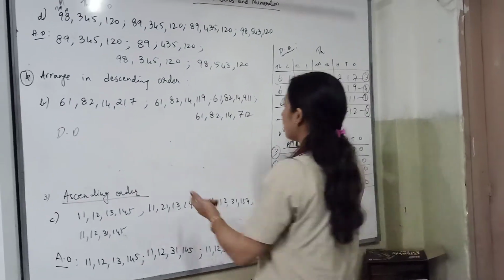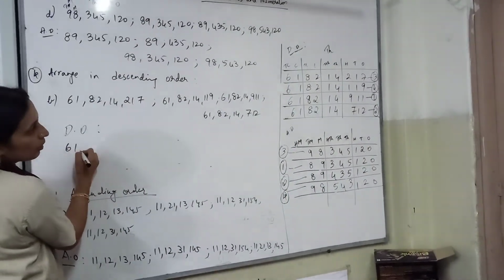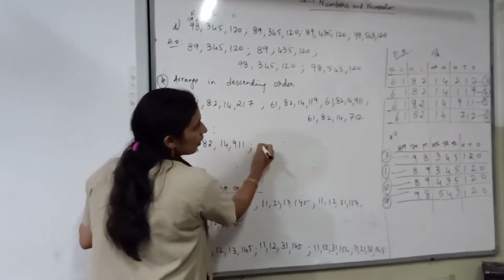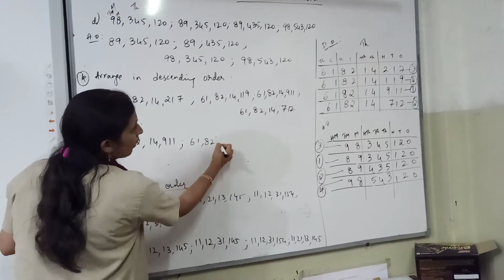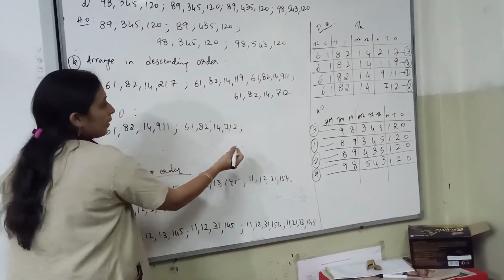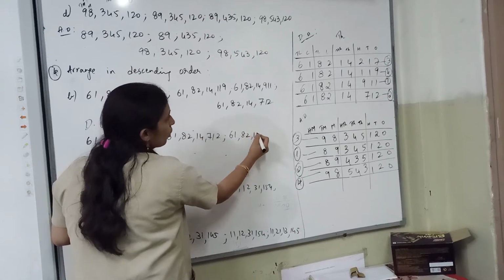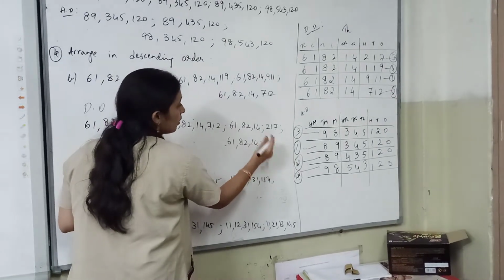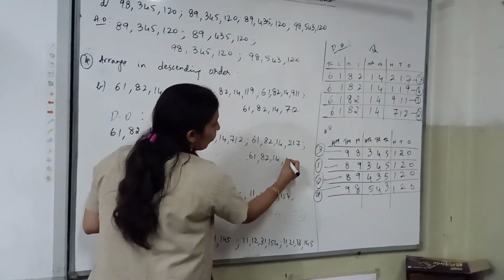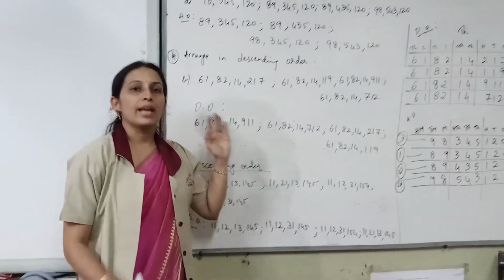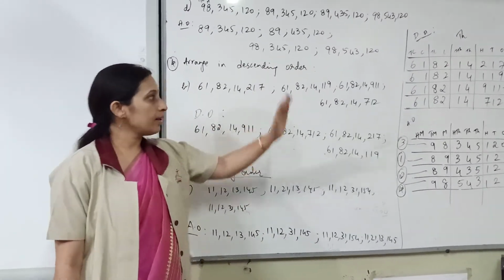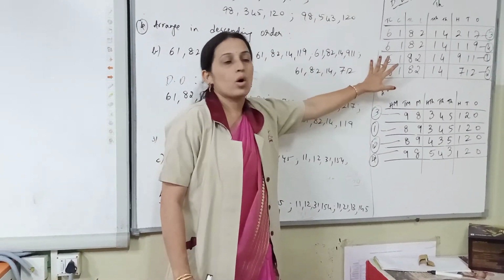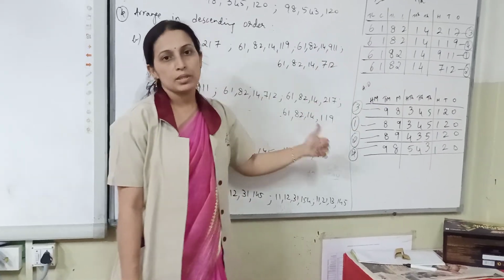Now write the first number here. Descending order: 61 crore 82 lakh 14,911. Next comes 61 crore 82 lakh 14,712. Next 61 crore 82 lakh 14,270. Next 61 crore 82 lakh 190. So this is how we arrange the numbers in ascending and descending order. Make sure you arrange it column wise so that you will not go wrong anywhere while writing the numbers in ascending and descending order.